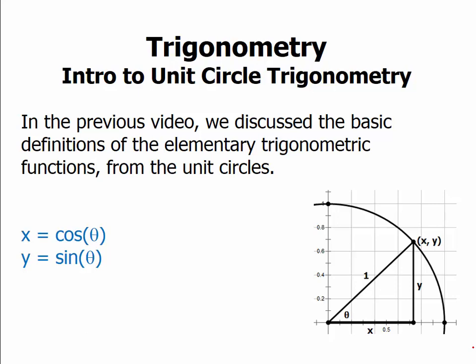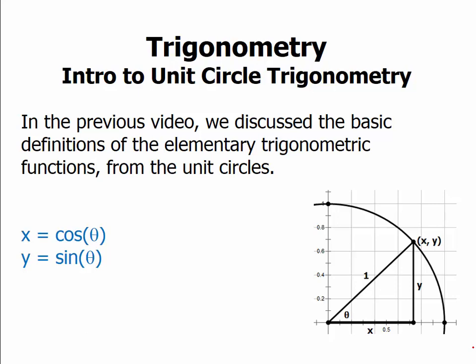And so that means that the adjacent side winds up equaling x, the opposite side winds up equaling y, and we can define cosine and sine. Cosine of theta equals x, and sine of theta equals y. In other words, sine and cosine are defined in terms of where a radius at an angle theta intersects the unit circle. The coordinates of that point, x, y, provide the definition for sine and cosine. And so that's the basic unit circle definition of sine and cosine.